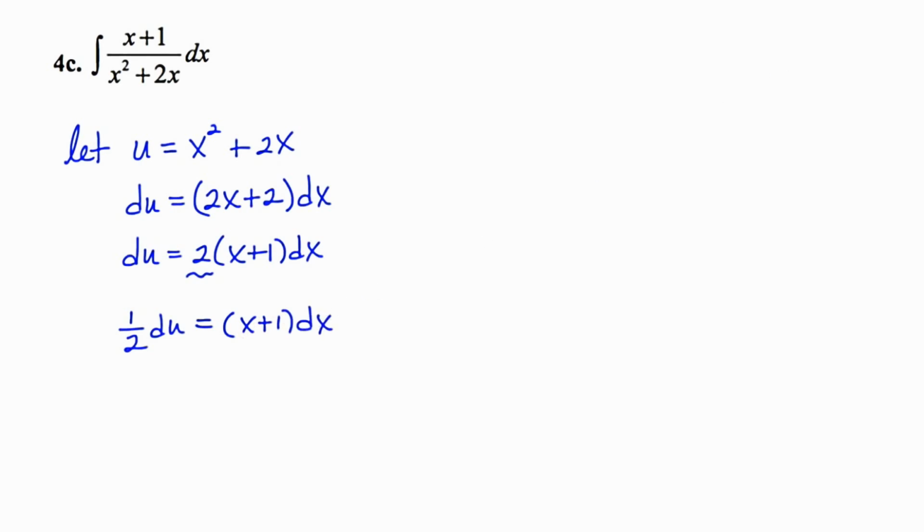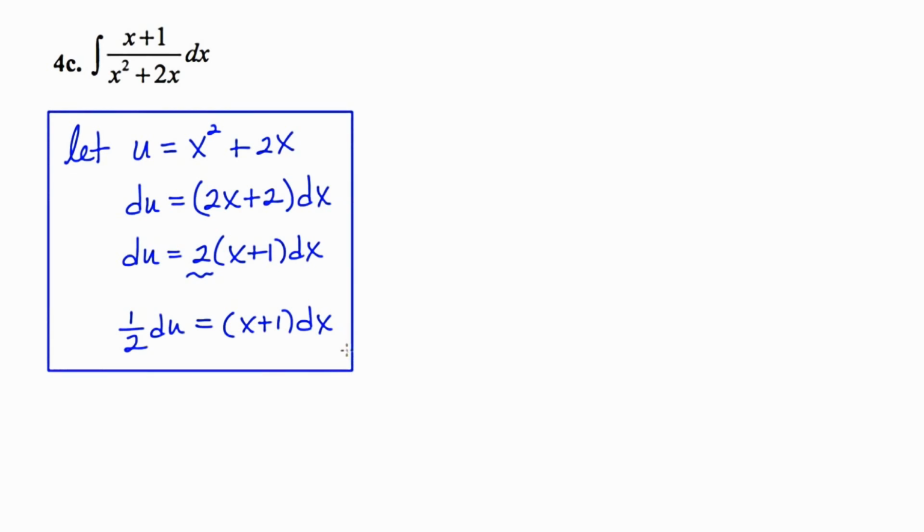And I'm going to take all of these elements and place them in a box for organizational purposes. Now, it just so happens that the numerator includes x plus 1 dx. And this is good because we have x plus 1 dx right here. But we have to remember that there's this extra half also included.